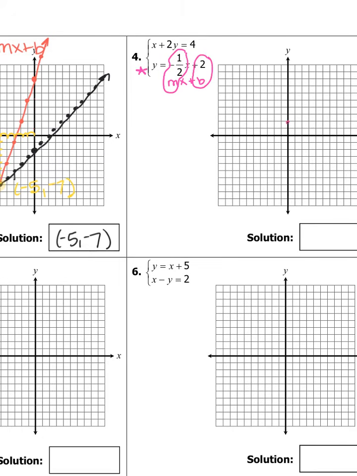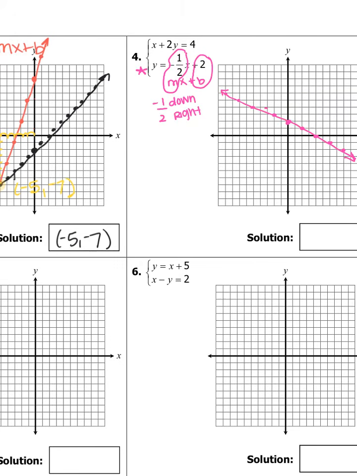So that means I would start at 2 on the y-axis and move my slope. So since my slope's -1/2, that's like going down 1 and right 2 from that point. So down 1, right 2, down 1, right 2, down 1, right 2. All right. It also means I could do the opposite and go up 1 and left 2. So up 1, left 2, up 1, left 2. All right, then we'll connect our dots.